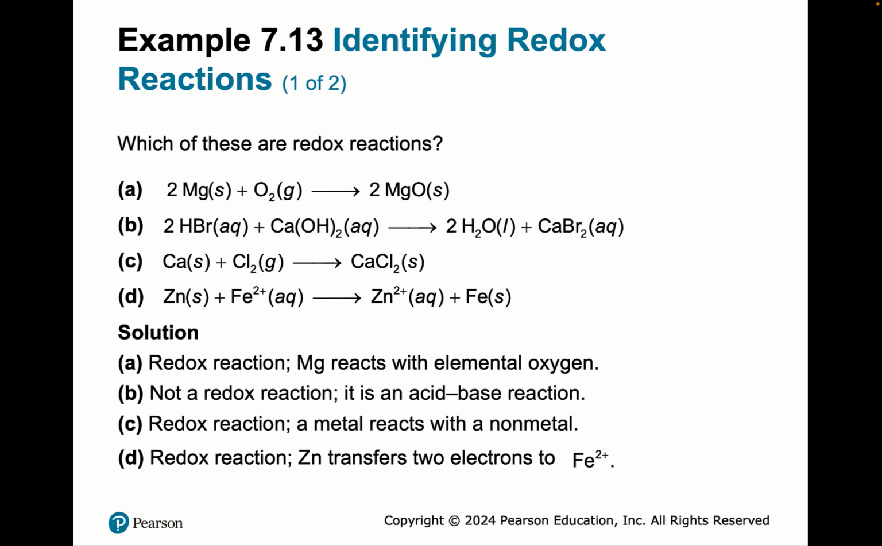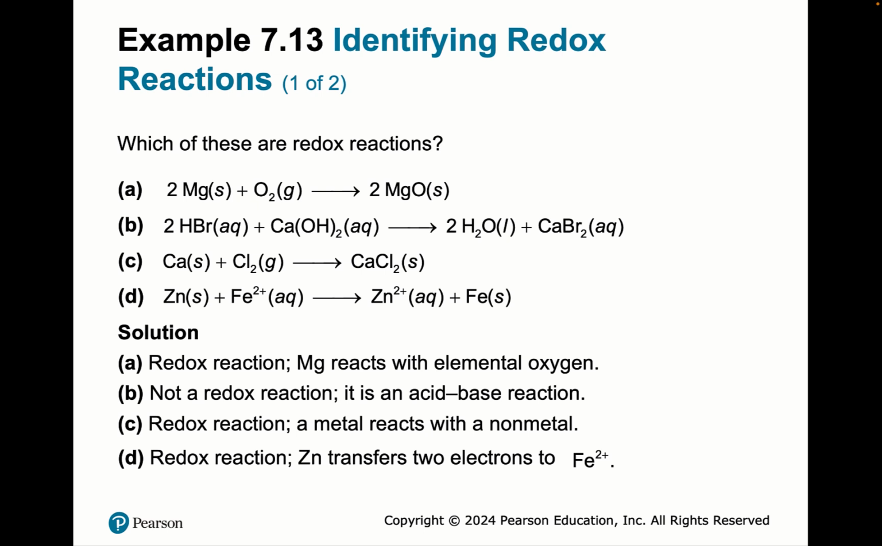So for B, this is 2 hydrogen bromides react with calcium hydroxide to form 2 waters and calcium bromide. If you look at all of the oxidation states, they are all the same. Hydrogen is +1, bromine is -1, calcium is +2, oxygen in the hydroxide is -2, hydrogen is +1. Same as in the water, and the calcium is still +2 and bromine is -1. So this is an acid-base reaction. There's no oxidation reduction in there.